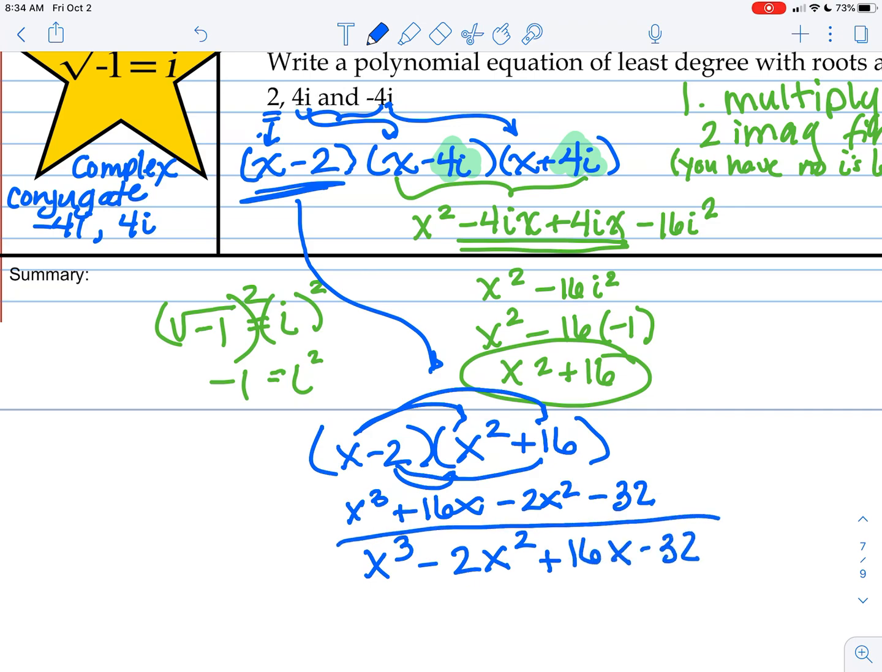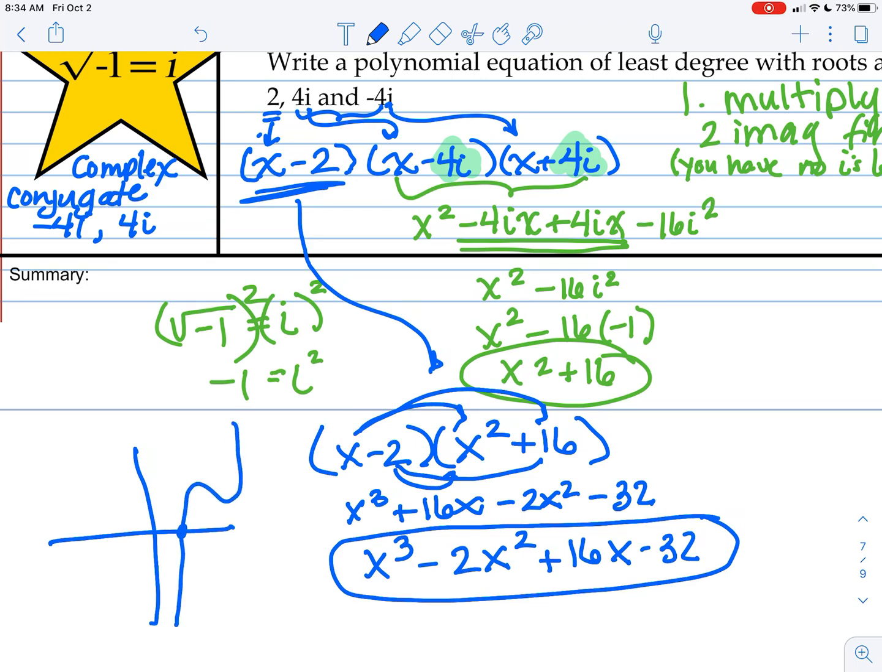This is my polynomial of least degree, with the roots at 2, positive 4i, and negative 4i. And so if I drew a picture of this one, I honestly have no idea what it looks like. I just know that it crosses once. It has a positive leading coefficient, so it's going to point up to the right and down to the left. And the other two zeros are imaginary. All right, that's it for this topic.